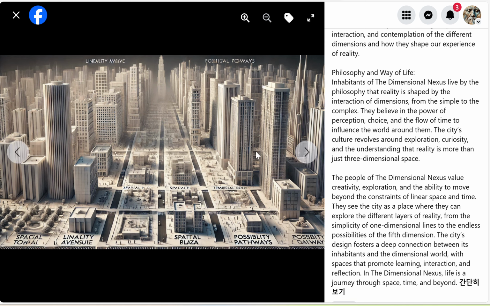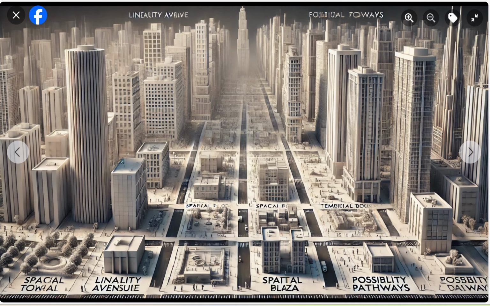Curiosity. In a city designed to embody dimensional progression, the culture is one of discovery and curiosity. Every street, building, and artwork invites further contemplation. Especially in Possibility Pathways, the idea that choices shape reality is deeply ingrained. People are encouraged to explore different paths, both metaphorically and literally.